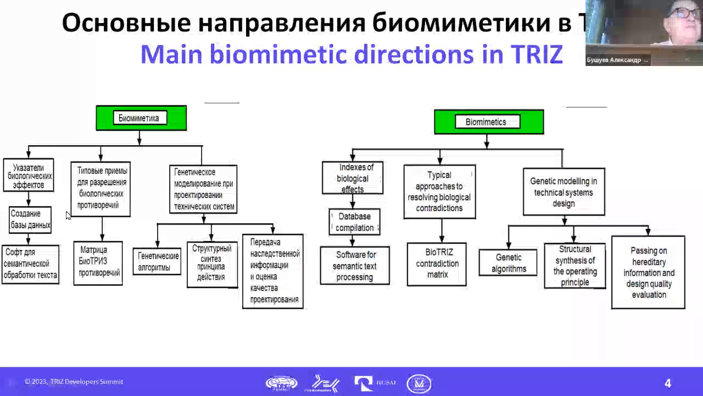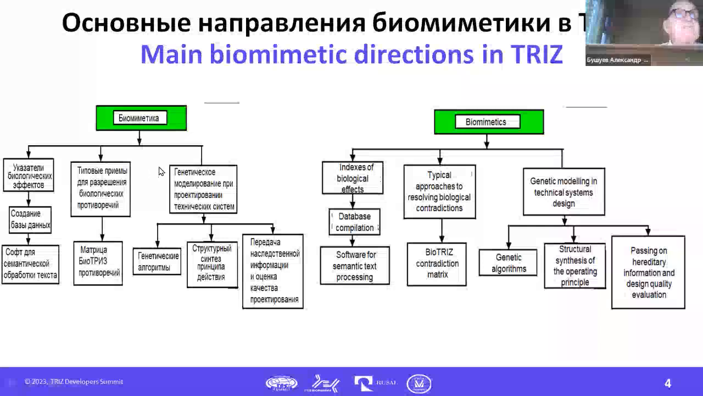The second area is those ways to use typical approaches to resolving biological contradictions. This is the same as what we had with the famous Altshuler matrix 39 by 39 and those typical methods to address biological contradictions. A few words about it. So we saw the development of this bio-trees contradiction matrix. We are not doing that either.